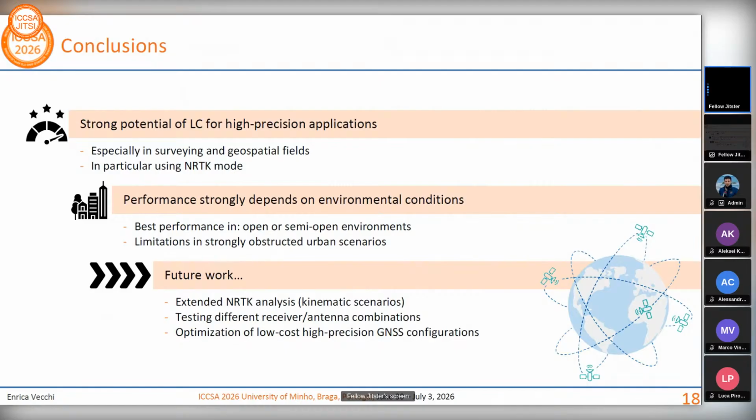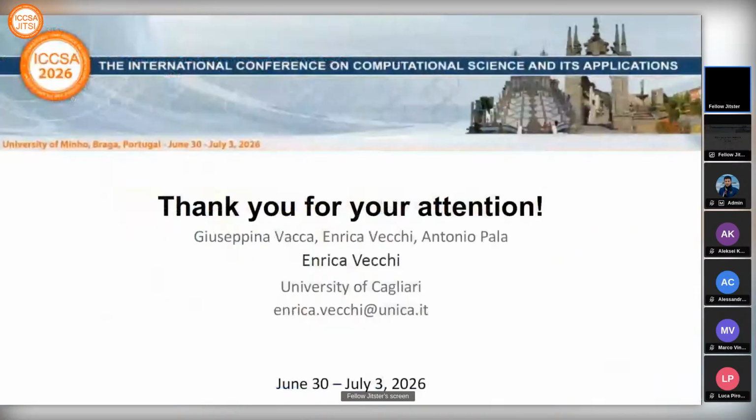And as for future work, we intend to extend the NRTK analysis also to kinematic acquisitions, to test other antenna-receiver combinations in order to find the best configuration possible in low-cost setups, and finally to optimize our GNSS configuration. Thank you.